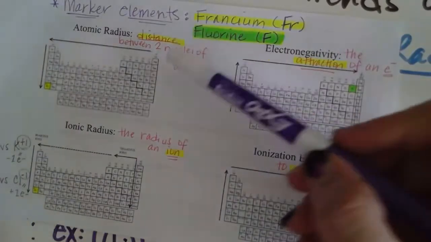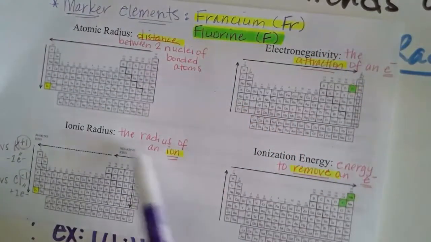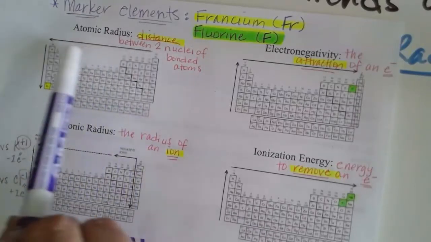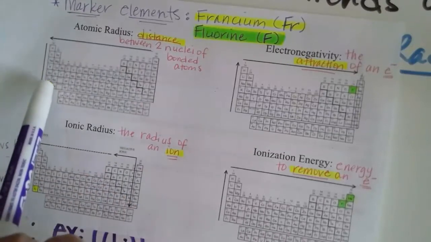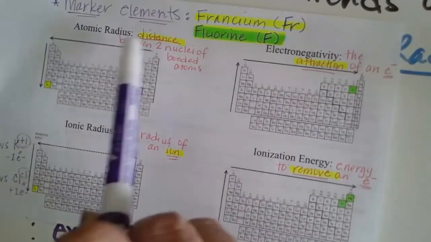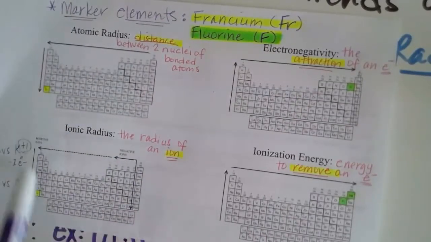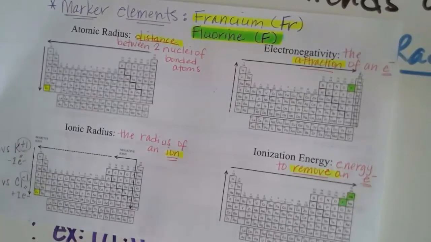So, notice that both do the exact same thing though. The trends both go, generally speaking, with the exception of here, and we'll explain this later, they go as you move from right to left and top to bottom, so exactly the opposite of the other two, they actually increase. So in this case, francium is the largest on both. So again, there's our marker element, francium.